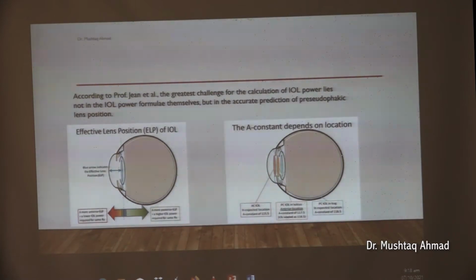So the bag position is a separate position, and the sulcus position is a separate position. Then you can implant the lens over the iris and in the anterior chamber. So the manufacturer has given a specific A constant, and according to the A constant, you will change the IOL power, otherwise you will get a refractive surprise. So effective lens positioning is a very, very important thing, that where will you place the lens in the eye.